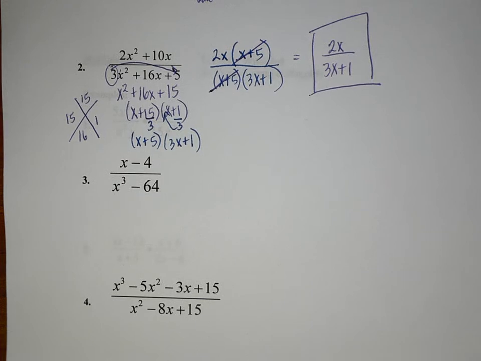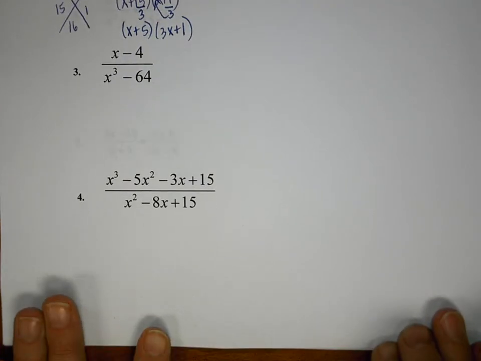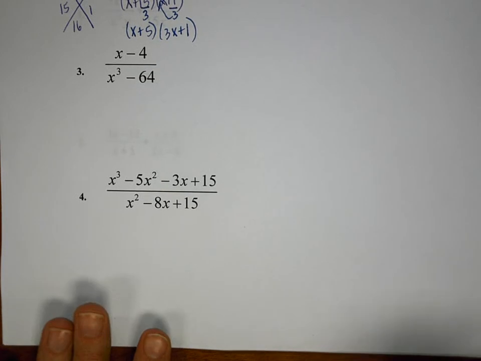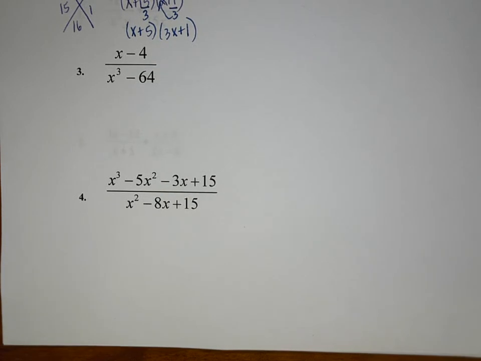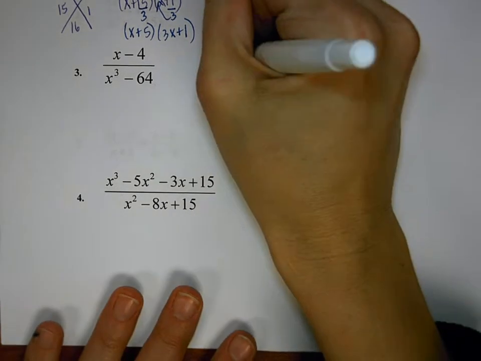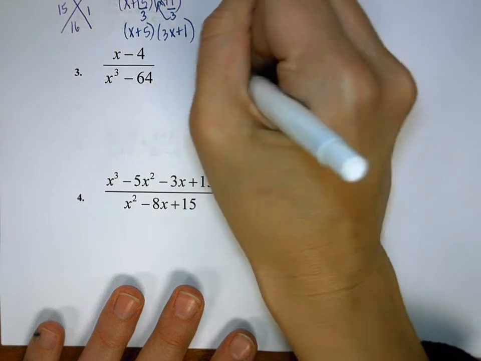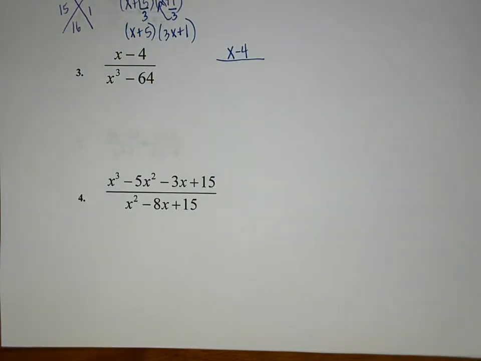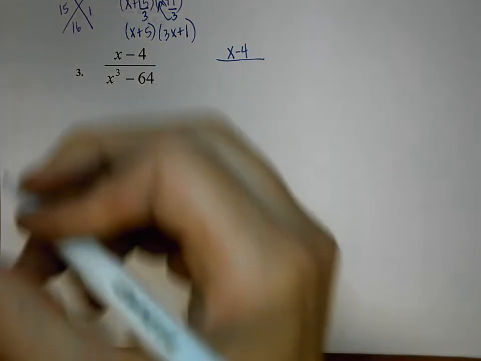All right, moving on to example 3. On the top, it cannot be factored. It is x minus 4. On the bottom, so we can go ahead and just write x minus 4. On the bottom, though, if you notice, this is a difference of cubes. So remember, when we're working with cubes, we need to write both of the terms as cubes.